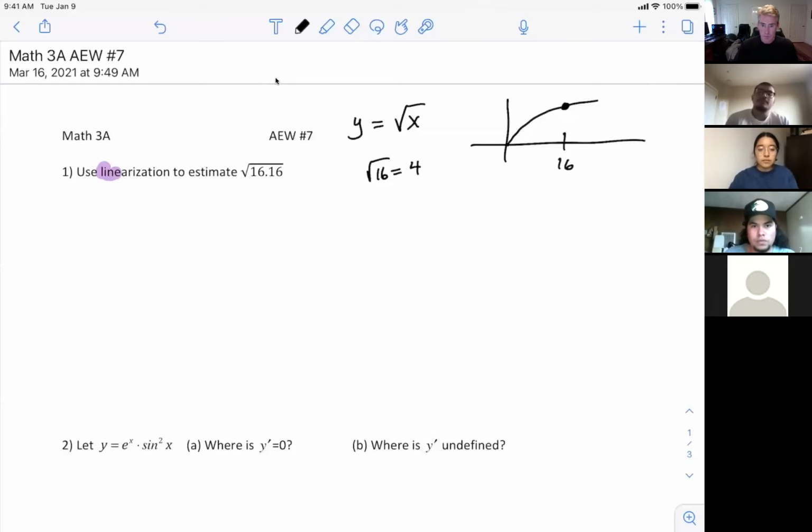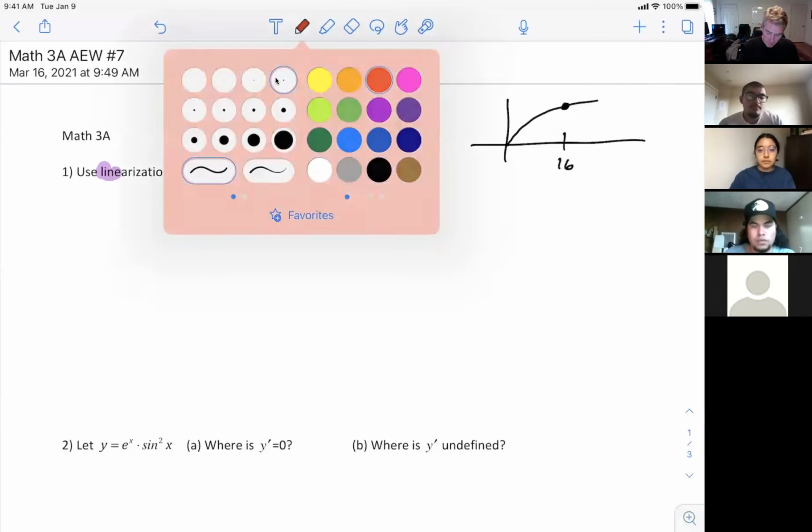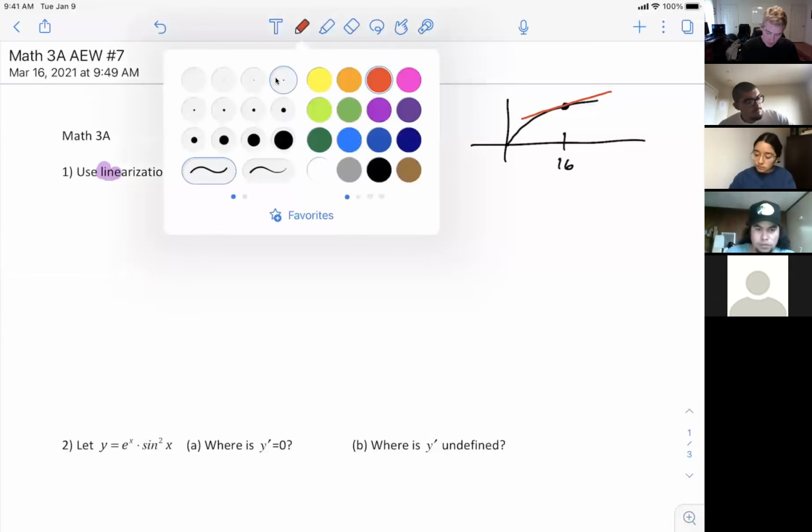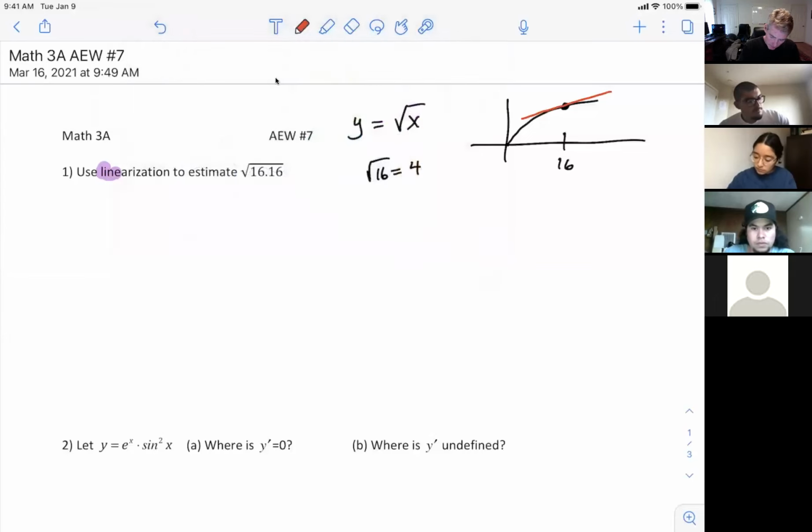Okay, so because the square root of 16 itself is very easy, I'm going to use that. And then what I'm going to do is find the equation of the tangent line like this. And then, of course, the equation of a tangent line or of a line is y equals mx plus b.